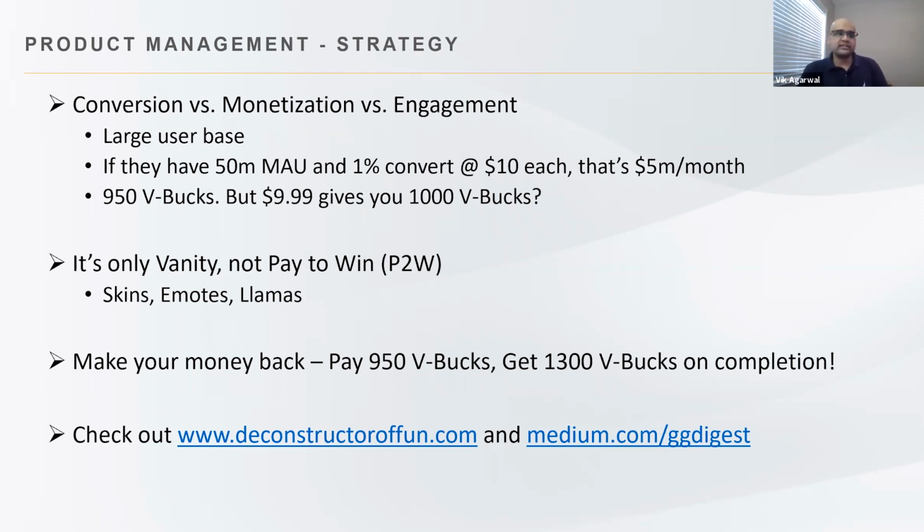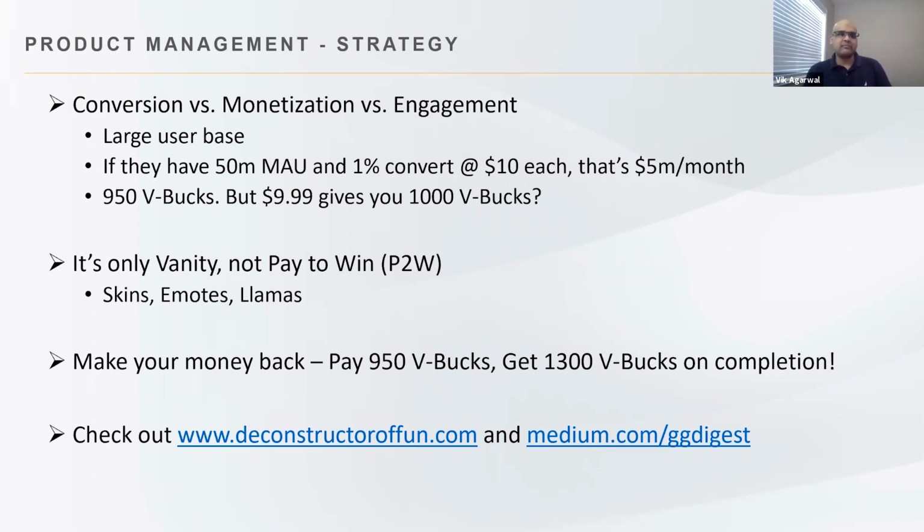So in Fortnite's case, they have a really large user base. If you take the raw numbers, if they have 50 million MAU, or monthly active users, and just one person in ten converts at $10 each, which is the price of the battle pass, that's $5 million a month. That's a lot of money. So you can't just say, oh, it's a great monetization mechanic. $5 million is so much money. Yes, but that's because they have a really, uniquely high DAU.